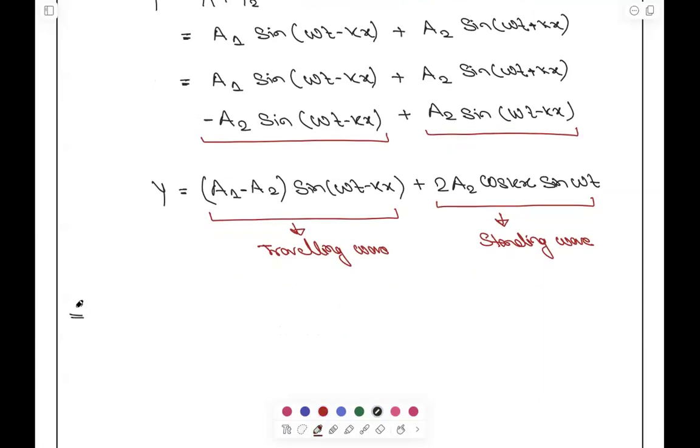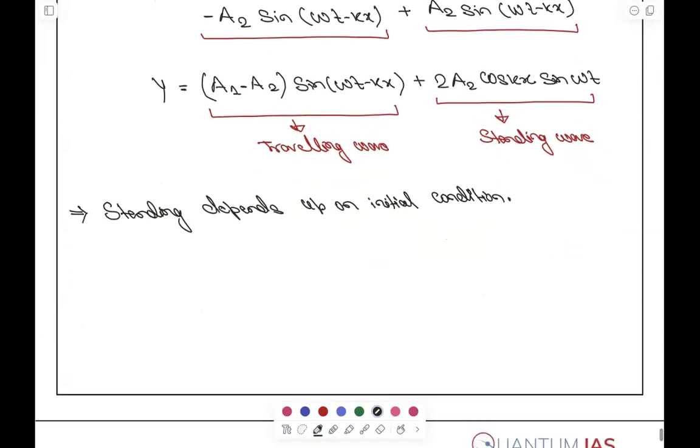Now, standing wave depends upon initial condition. Please understand this thing. In examination, what do you have to take? Standing wave. What will you assume? It depends upon that. Initial condition of what? Of node and antinode.